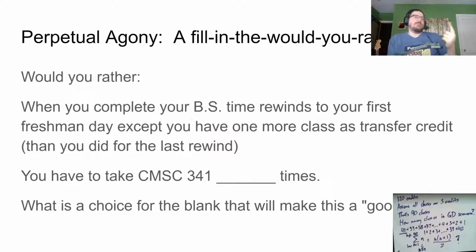Would you rather take the same course, 341, 820 times, or would you rather rewind and actually take also 820 classes, but you get to take different classes in that time?